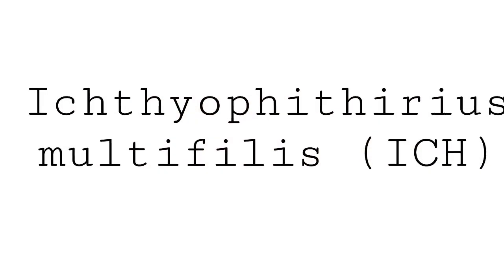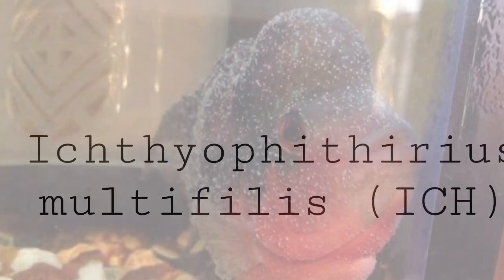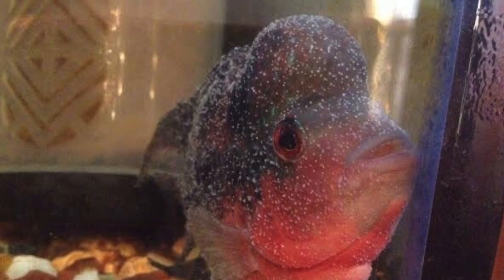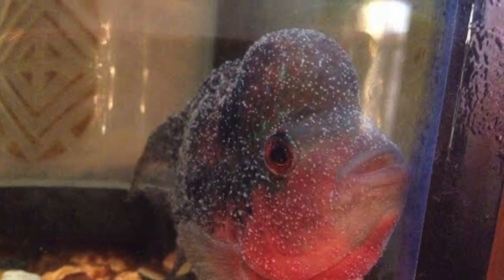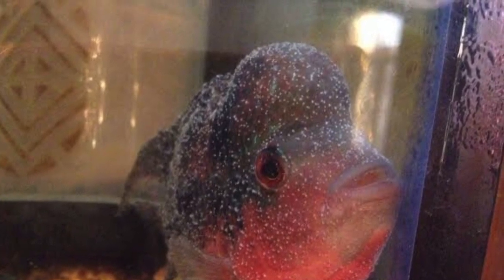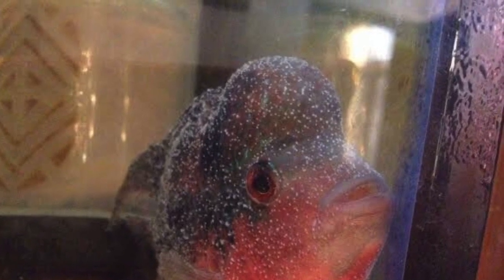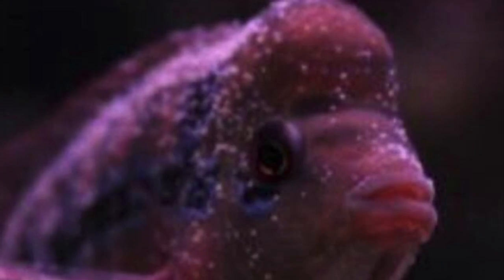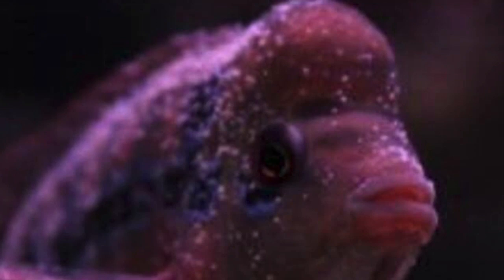So first in the list we have white spot disease, commonly known as ICH, which is a type of protozoan. Bad water quality can increase the chances that your fish can get infected by these parasites. Low water temperature below 25 degrees Celsius is ideal breeding condition for ich. The most common way the flowerhorn can get infected by this parasite is by feeding live or frozen food that has already been contaminated.